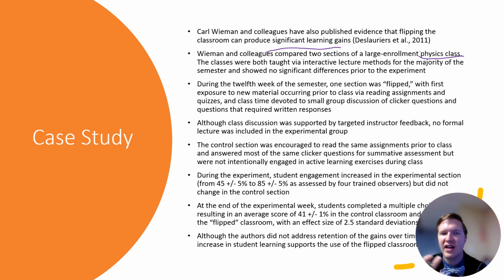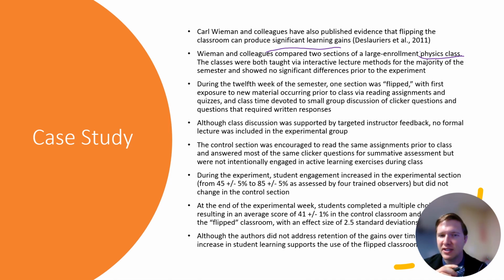And for the quizzes and class time and small group discussions, they would do clicker questions, similar to Kahoots, and then written responses. So it changed the in-class time to becoming more active with the information. Although class discussion was supported, there was no formal lecture in the class time in the experimental group. So the experimental group, not a formal lecture, not at all. Sounds scary, right, initially.